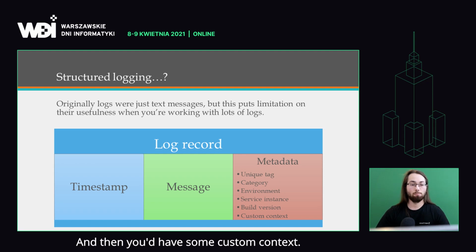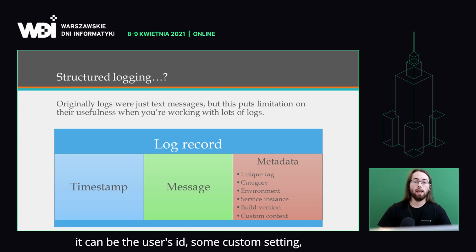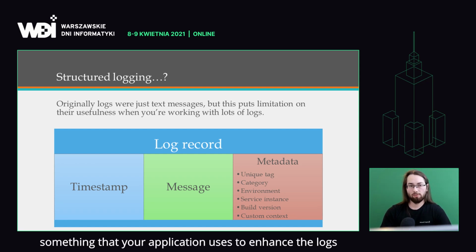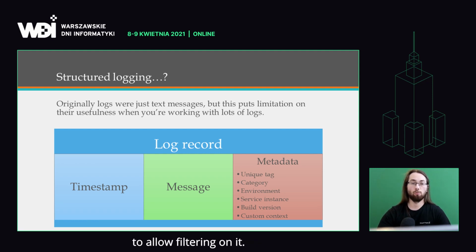And then you'd have some custom context. So this can be the correlation ID I talked about that maps the workflow to different services. It can be a user ID, some custom setting, something that your application uses to enhance the logs, to allow filtering on it.